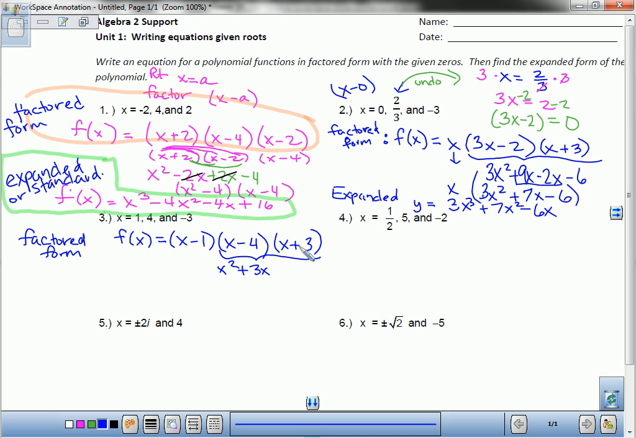So x squared plus 3x. Now we have to distribute the negative 4. And when we distribute the negative 4, what is negative 4 times x? Negative 4x. And then negative 4 times positive 3 is negative 12. So this part gets a little easier. We can make it a negative 1x.